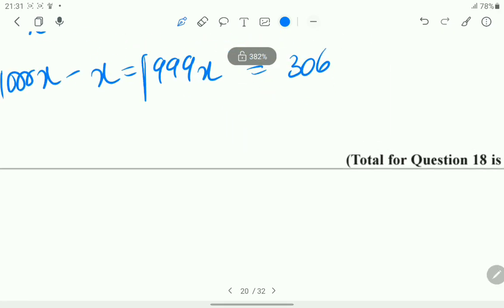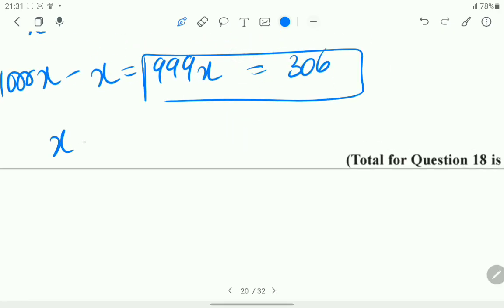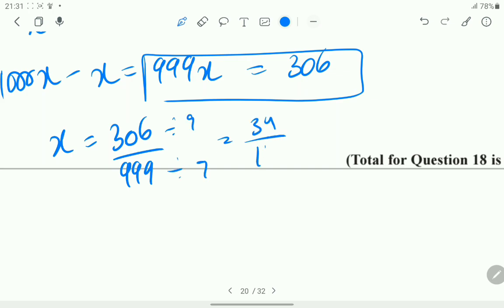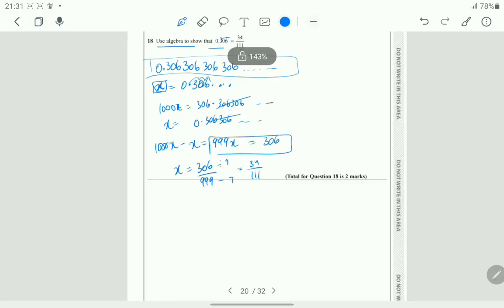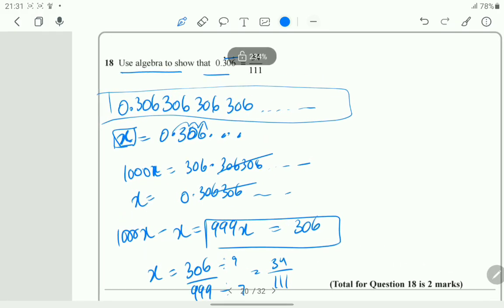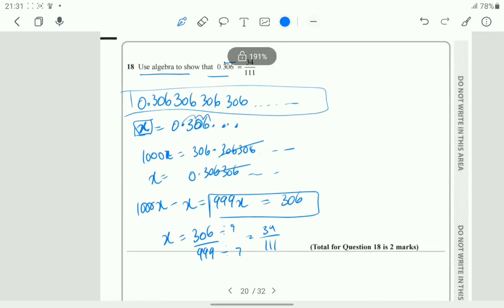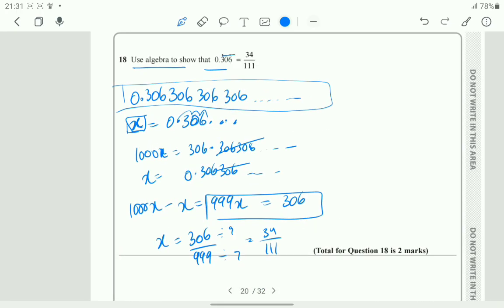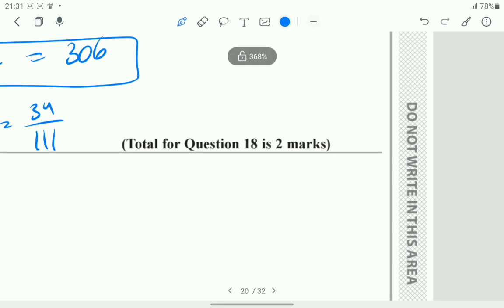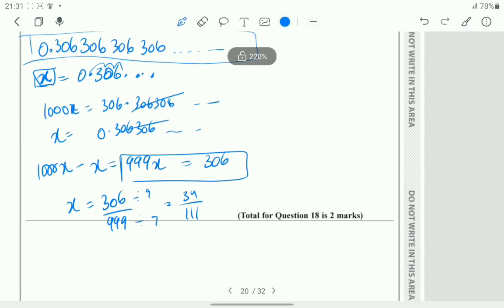So now we have this important equation, which is 306 divided by 999, and if we divide both by 9, we get 34 by 111. I know this can be difficult to get your head around, but it just tests your concepts on algebra. So the final answer would be, oh, there is no answer space, so yeah, once you show this, you're good to go.